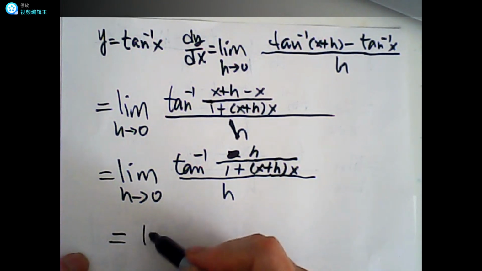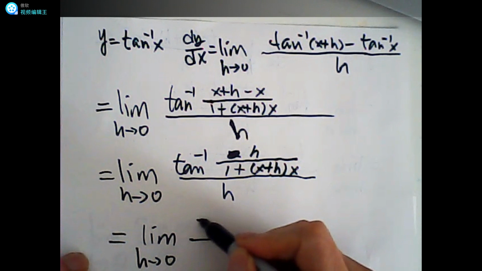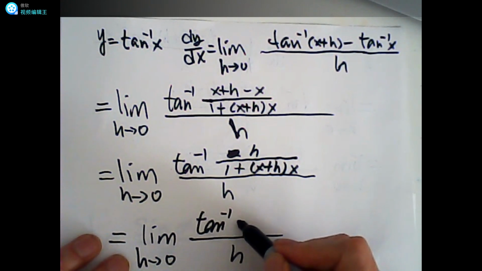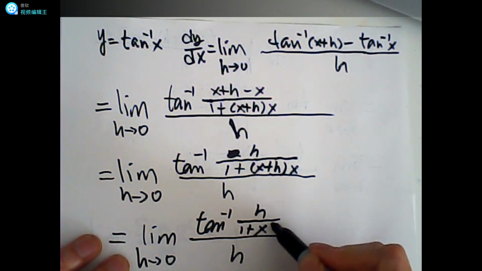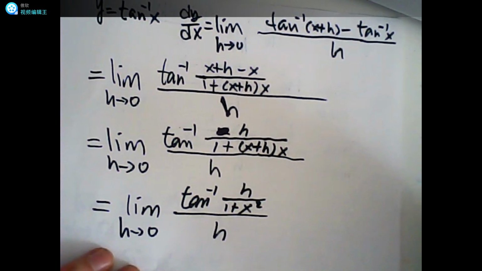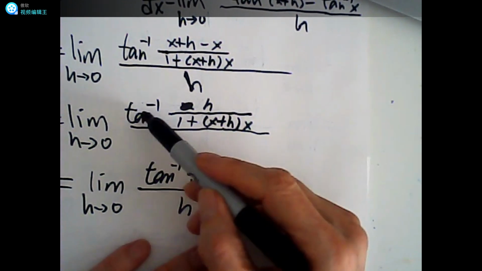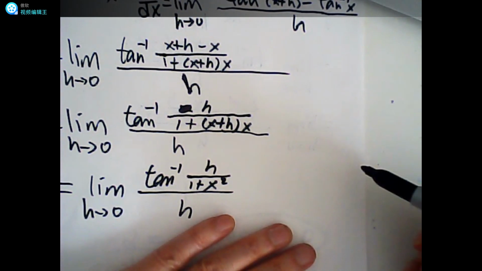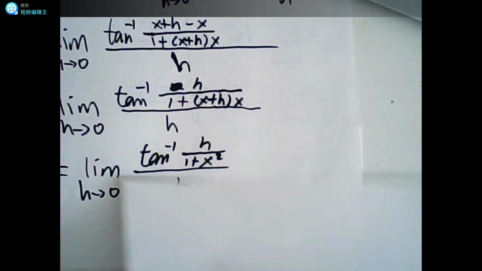Now this one is the limit as h goes to 0 of arctangent of h over 1 plus, as h goes to 0, this whole thing goes to 0. This arctangent goes to 0. Okay, now same story, repeat again. Let me see where the paper I used before is. See, I couldn't find it. So here.